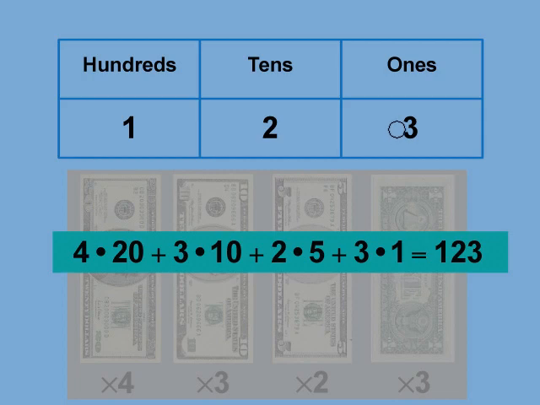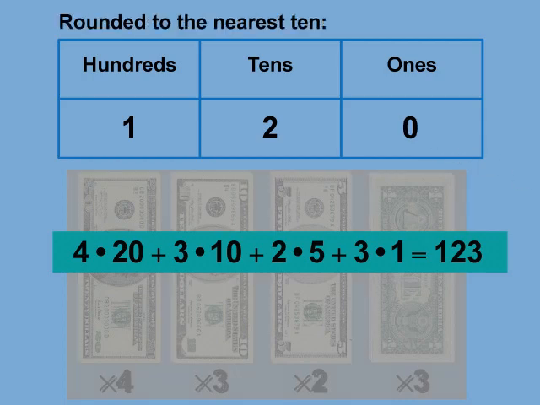First, we need to round to the nearest 10. To do that, look at the value in the ones place. Since the value is less than 5, we round the value down to 0. So 123 rounded to the nearest 10 is 120, as shown here.